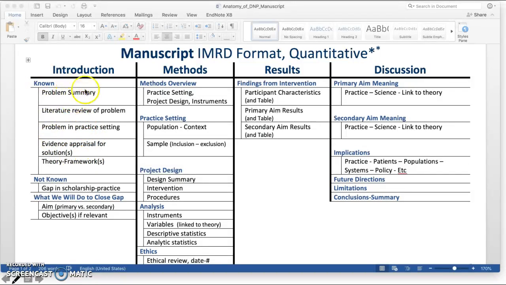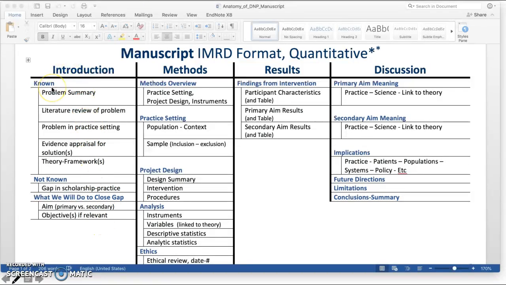So you could put 1 to 2 bullet points about the problem summary, what's known from the current literature, what are the key issues as you've appraised the evidence. So then that sets you up in the introduction to then talk about what is not known. What's the gap in scholarship or practice that's driving your project? How are you going to fill a specific gap in that scholarship or in that practice? And then you'll have a very brief statement about what you will do to close that gap, where you explain the primary aim, perhaps secondary aims of your work, and any sub-objectives under those aims if that's relevant for you.